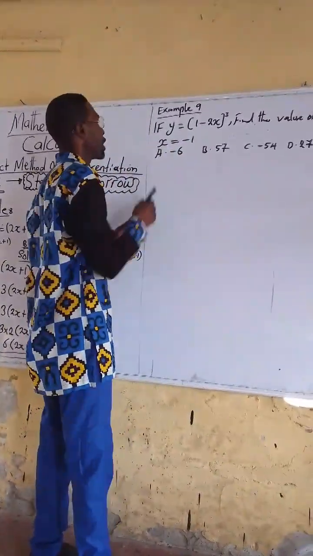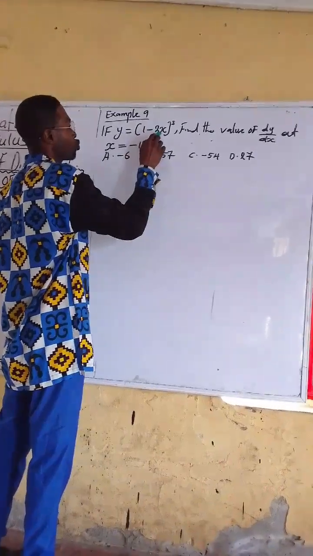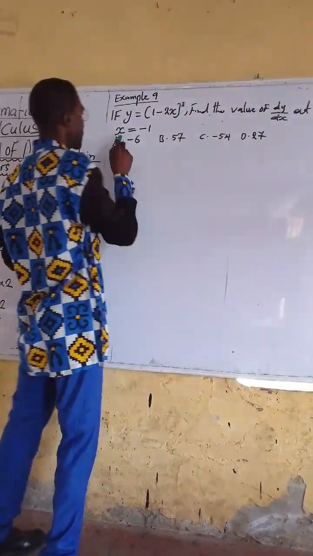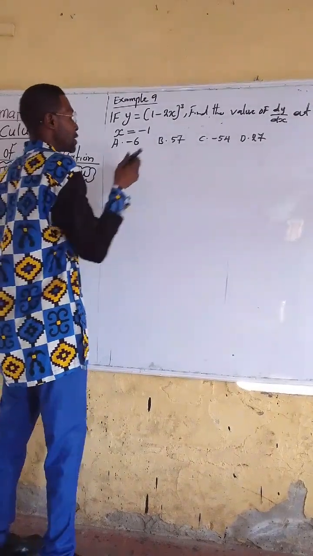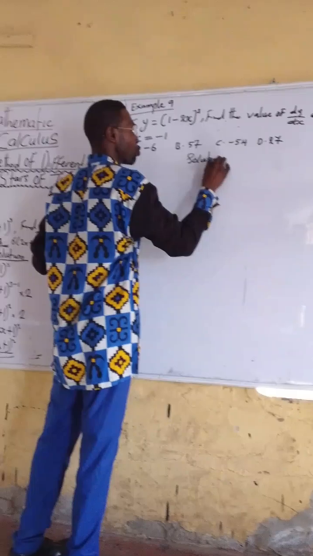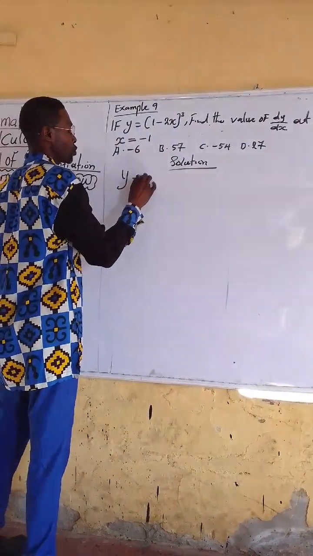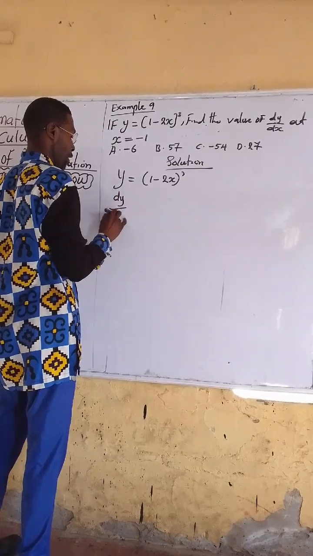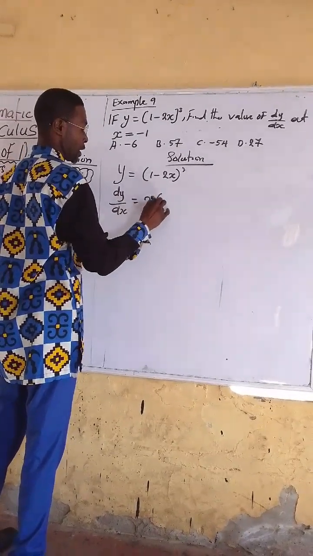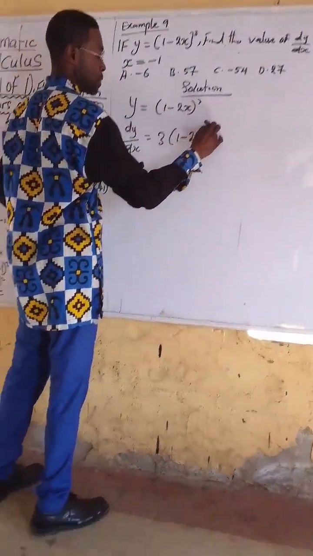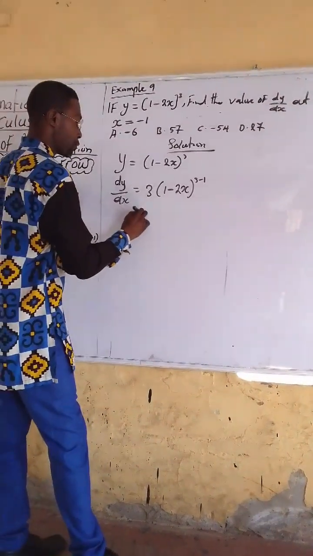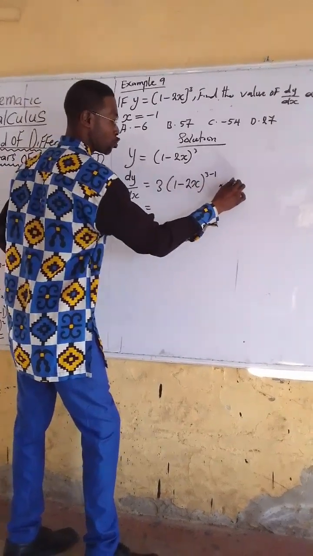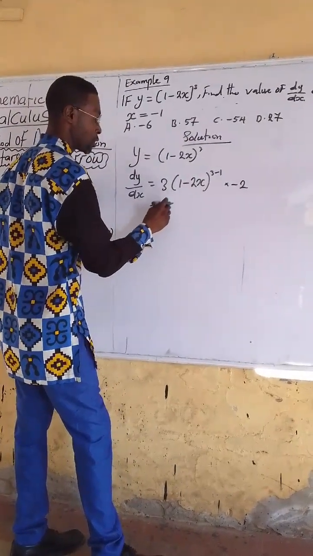In example 9, they say if y is equal to (1 minus 2x) cubed, find the value of dy over dx at x is equal to minus 1. This is very simple. Solution. We have y is equal to (1 minus 2x) cubed. Then dy over dx is equal to 3 (1 minus 2x) to the power 3 minus 1. Are you with me? Then we have to differentiate what is inside here. Differentiation of this one will give us minus 2.